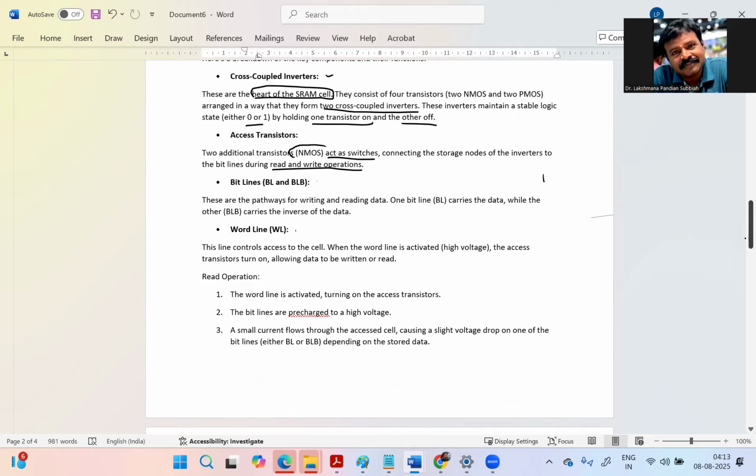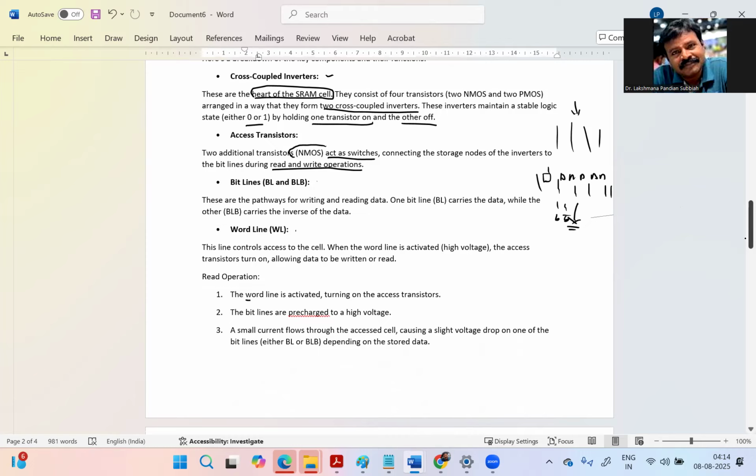Like that, this cell is repeated, and we have an array of cells. If you have 8-bit information, the same cell is repeated 8 times. Then we have the word line, and each one has a bit line. The bit line is for the read and write data. While writing we send the data, and while reading we get the data on the bit lines. There are two bit lines, B and B bar, and whichever we want to get, we can get it, right?